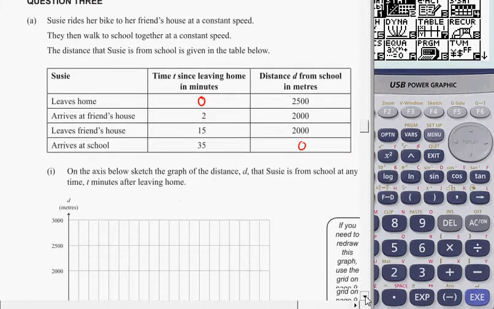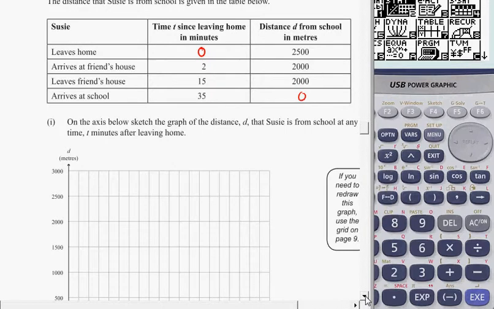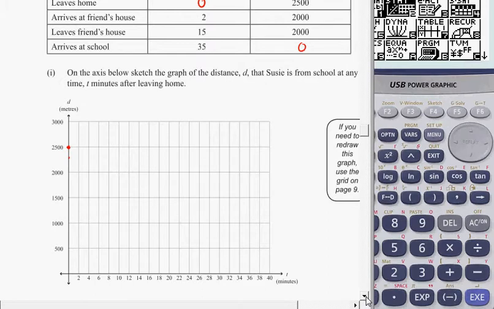So we're starting, D is 2,500, which is up there. So that would mean she's starting from home. And this must be school down here. 2 minutes later, she arrives at her friend's house, which is 2,000 metres from school.